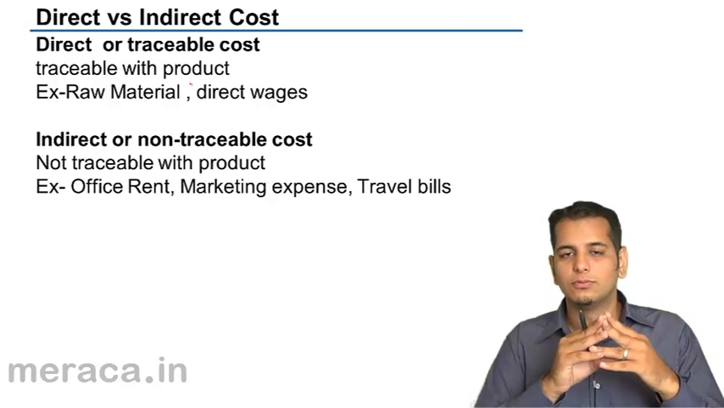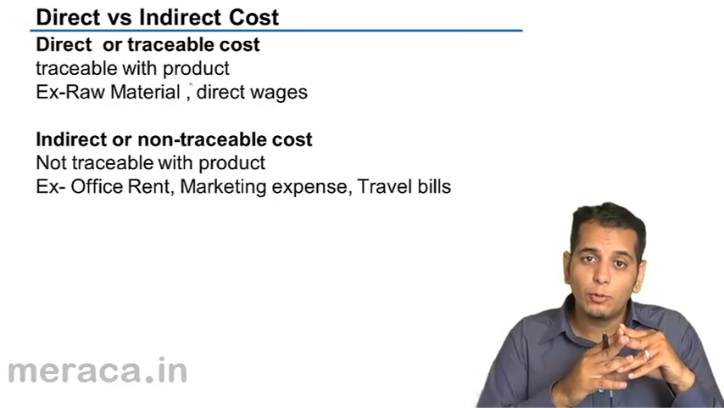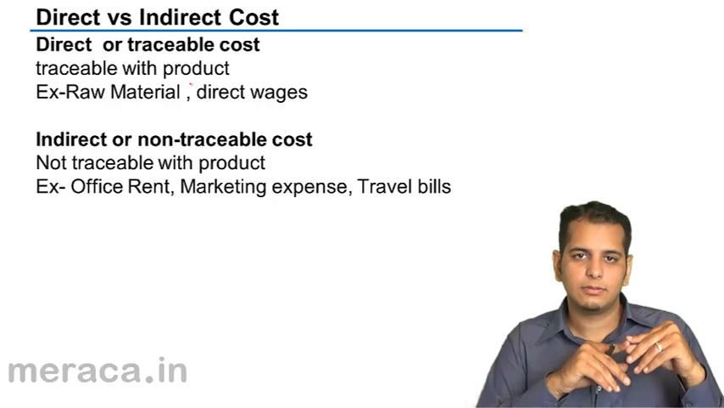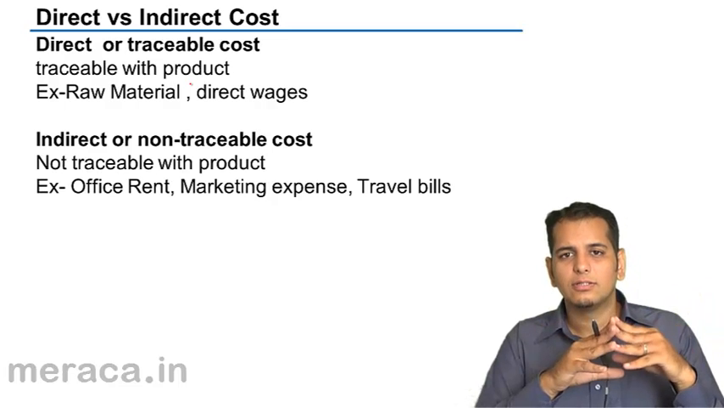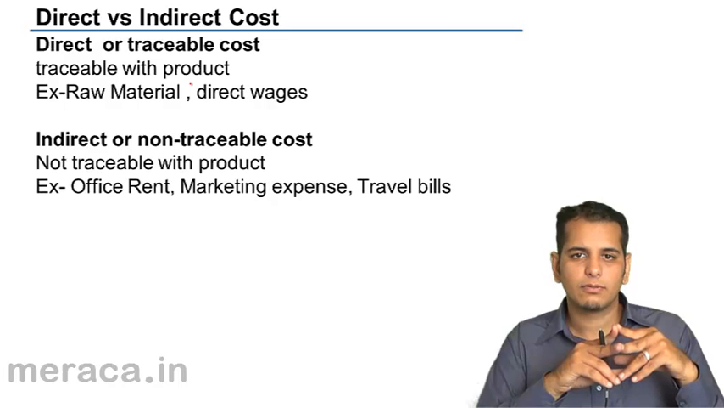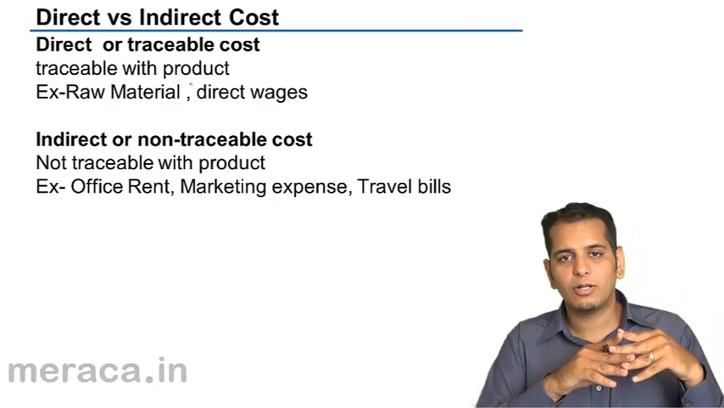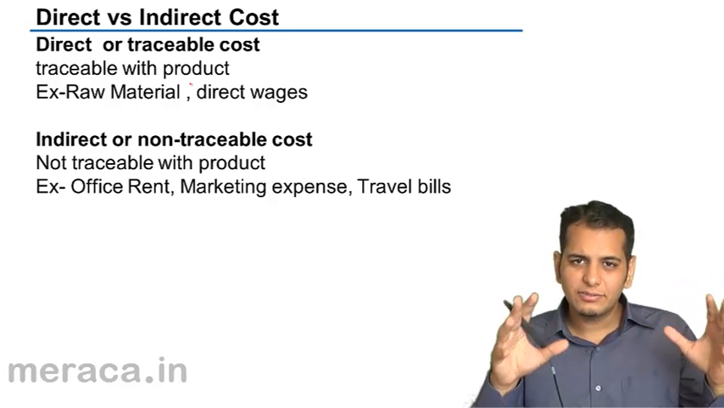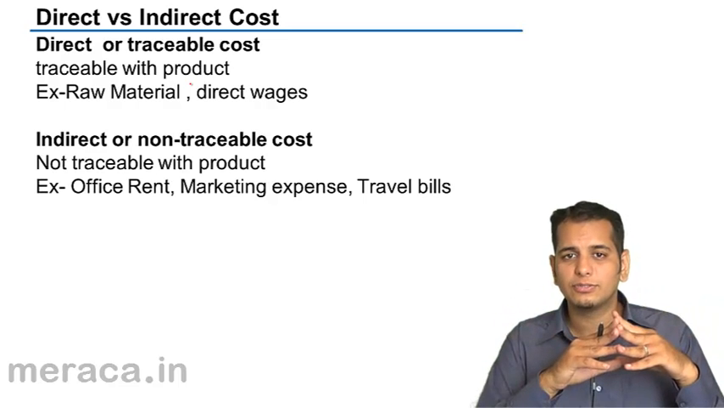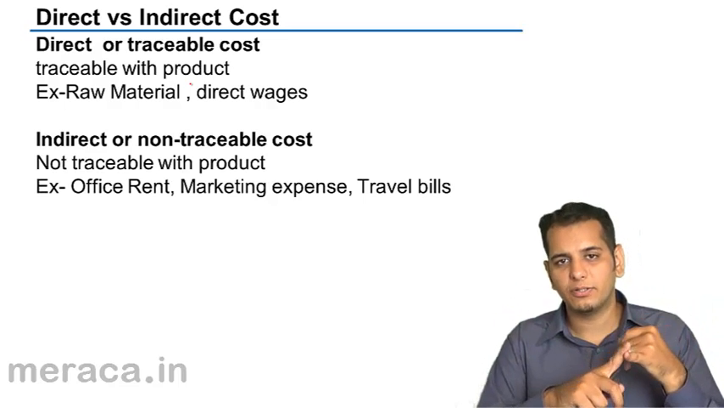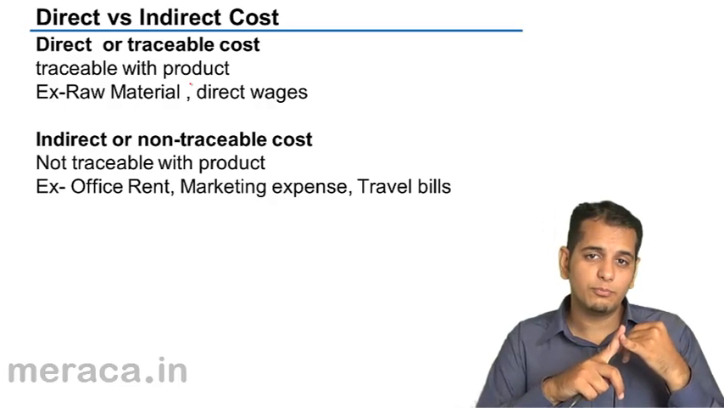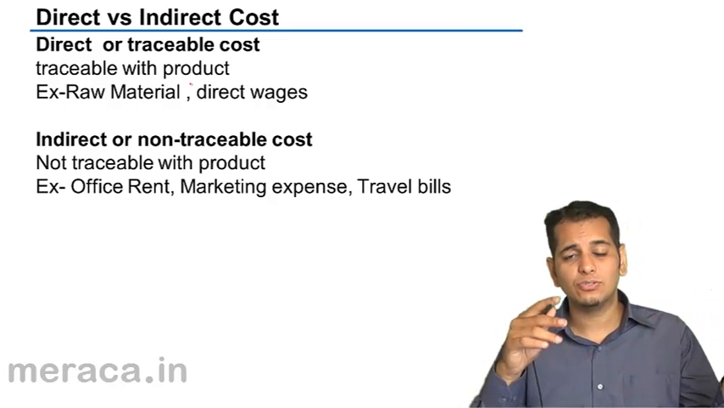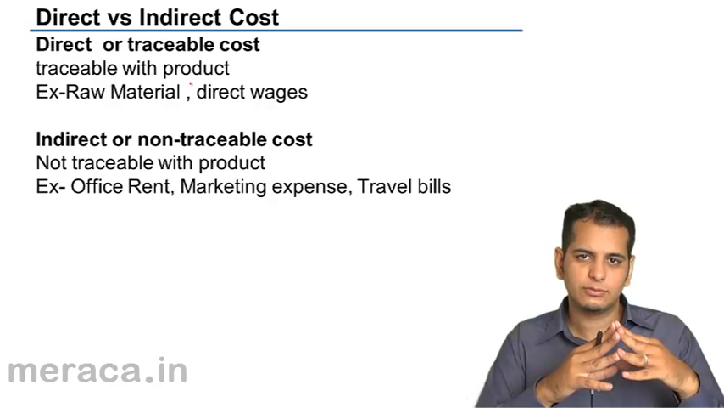But if I tell you the cost of postage, the cost of traveling, are these costs related to production? The cost of marketing the product, the cost of advertisements, are these costs directly related to production? If you do not incur advertisement cost, don't you think you'll be able to produce the goods? Obviously, you can produce the goods because advertisement has no direct relation with production.